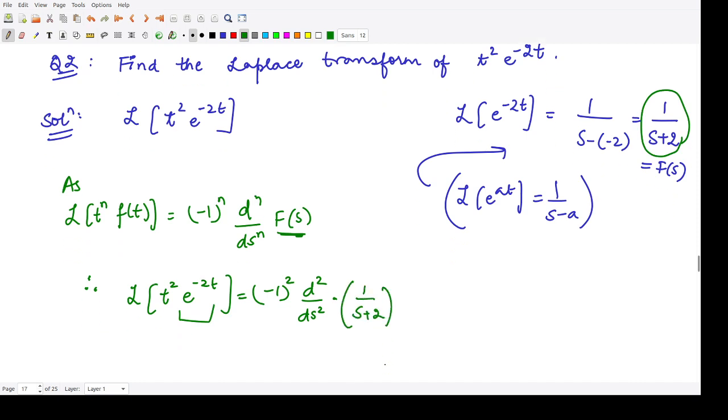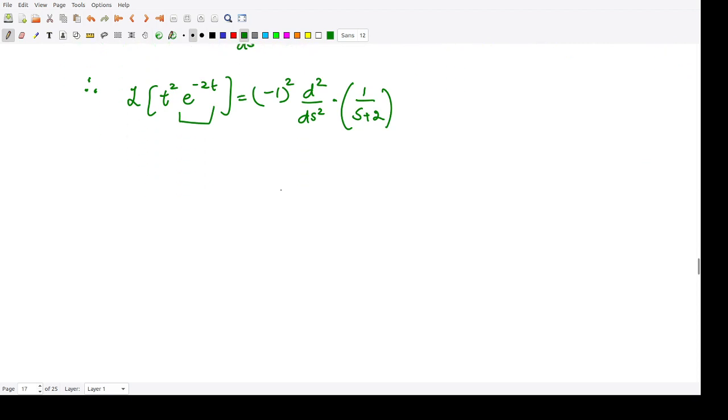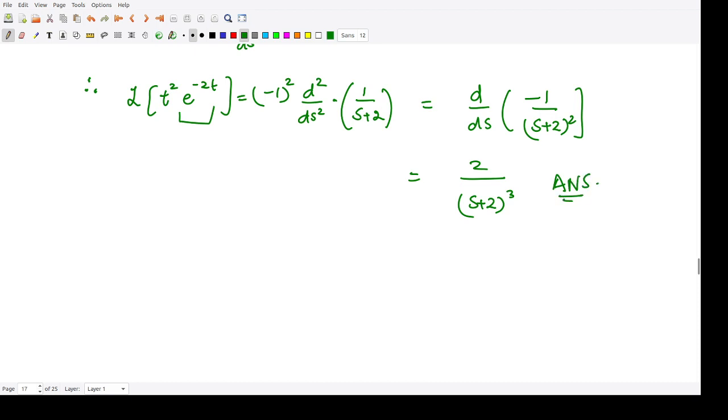So you have to perform its derivative twice. When I perform its derivative one time, it would be minus 1 upon s plus 2 whole square, and then when I perform its derivative again, it would be 2 upon s plus 2 raised to power 3. So this is the answer.